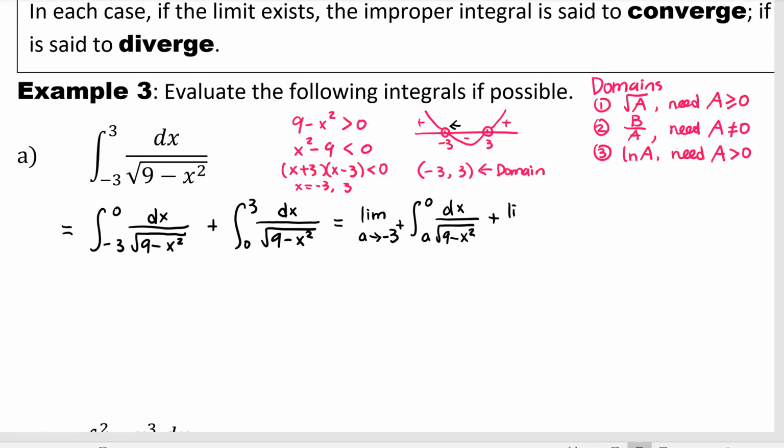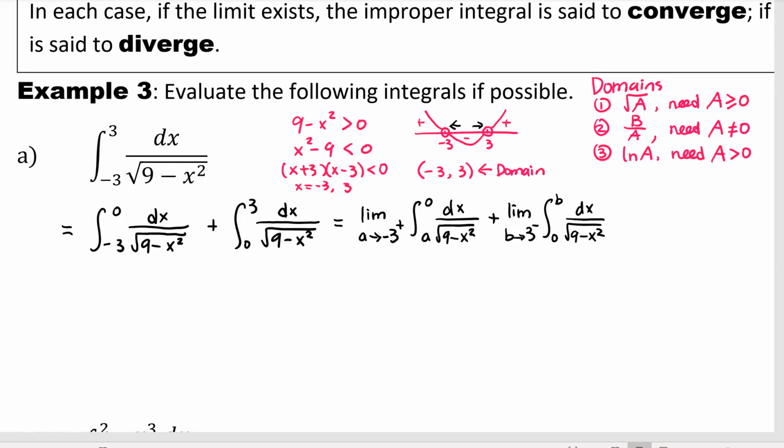Next we have another limit. Which one is the problem value? Yes, the improper value is 3, right? We replace it by b, and we're approaching 3 from the left. So b goes to 3 from the left of the function dx over square root of 9 minus x squared. Okay, so now we're ready to integrate.